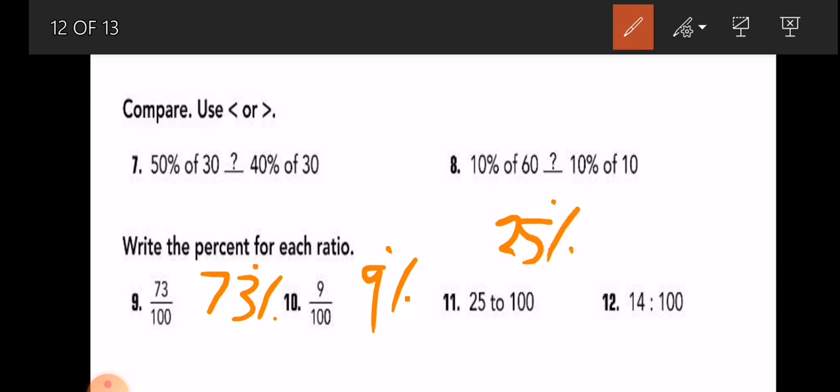Why am I doing it directly? Because here I'm just comparing 25 to the 100. So it's ready. No need to do any steps on it. Just make it in the percent form. And so on. 14 to 100, it means 14%.